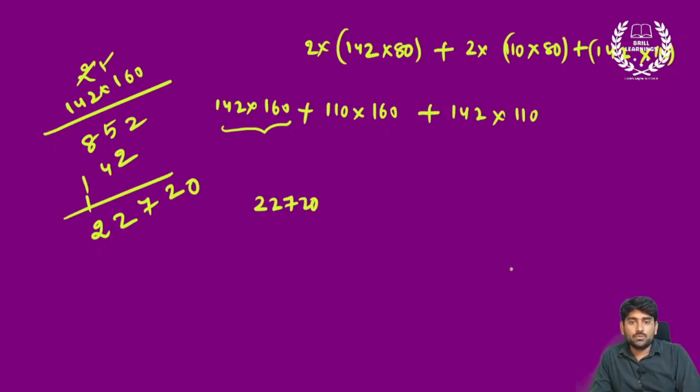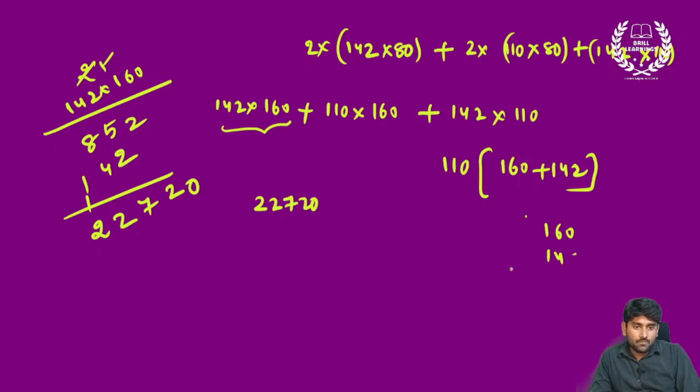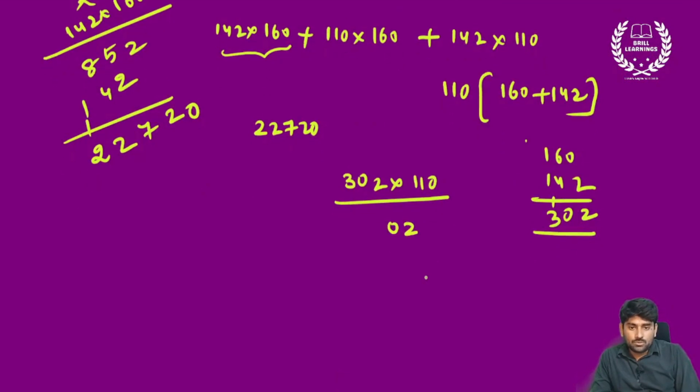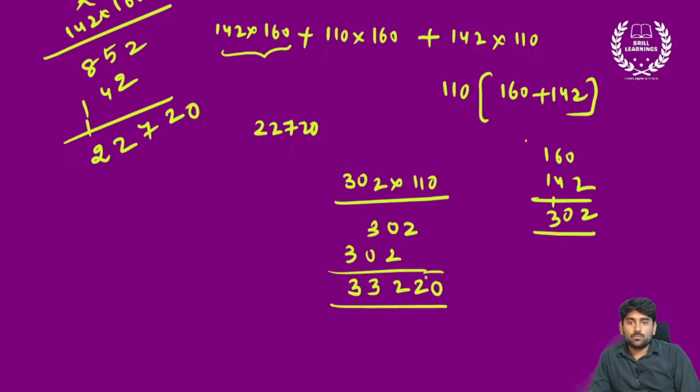And now simplify these two values as well. So if I take 110 common here, I am left with 160 plus 142. Okay, add up these two values. So 160 plus 142 is 302. Now multiply this 302 with 110. Put this 0 aside. So 2 0 is 2, 2 3 are 3, 3 3 0. So this value comes up to be 33,220. Add up these two values.